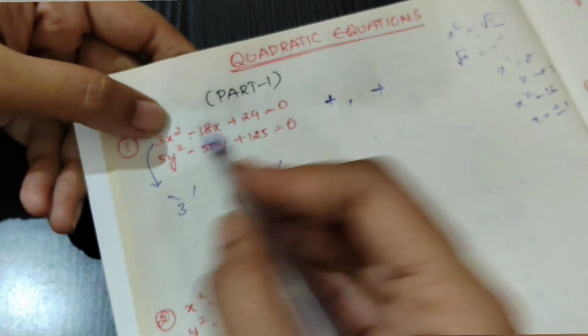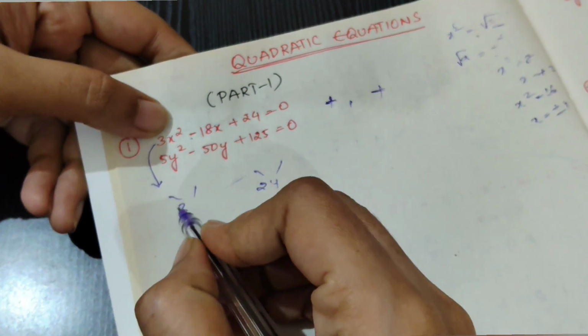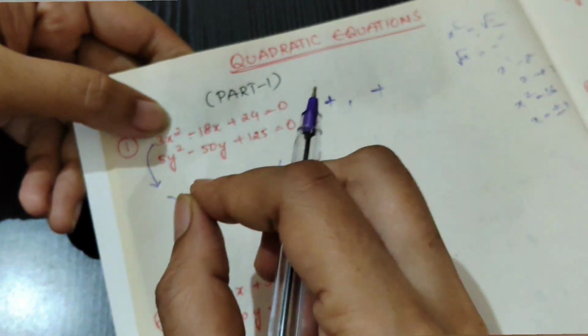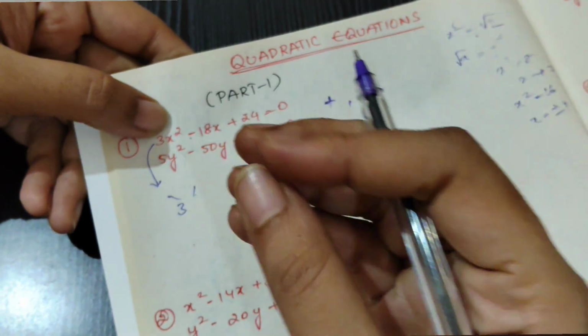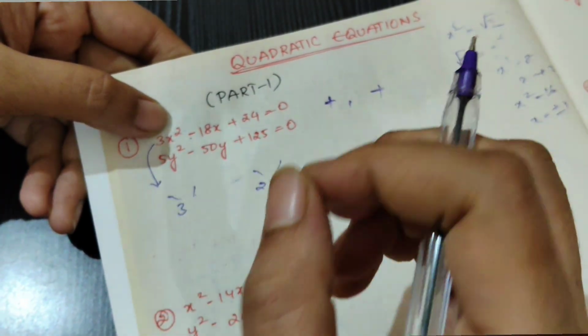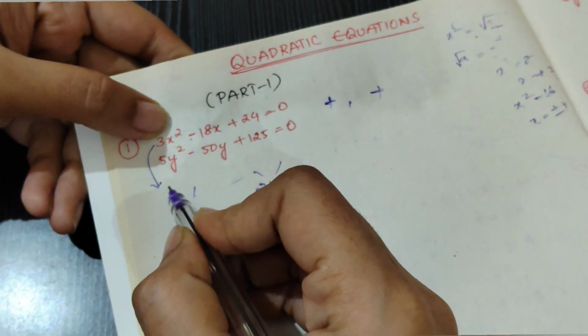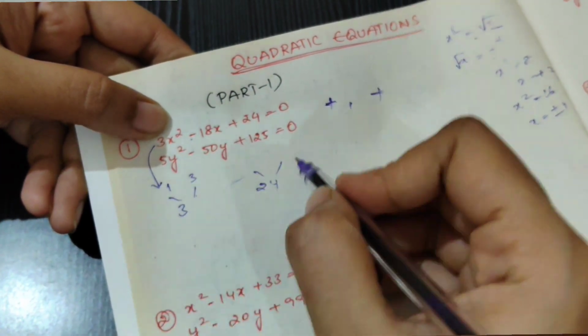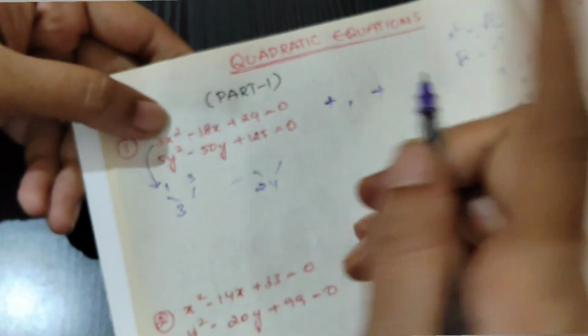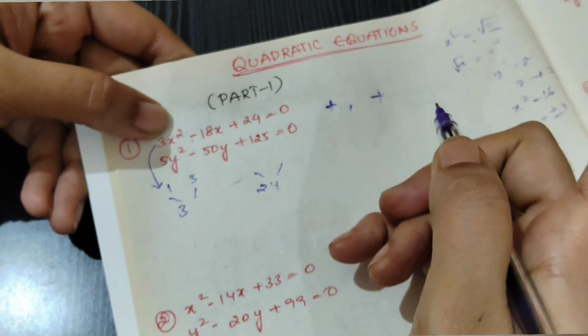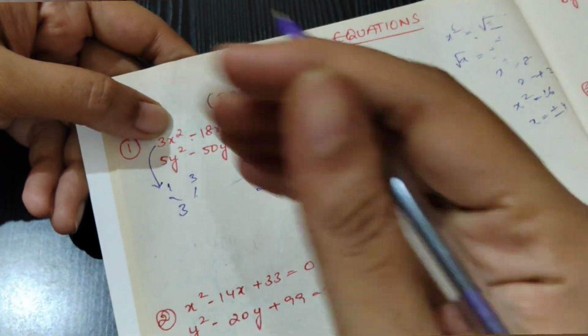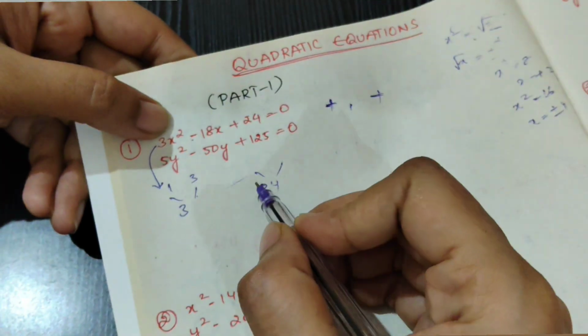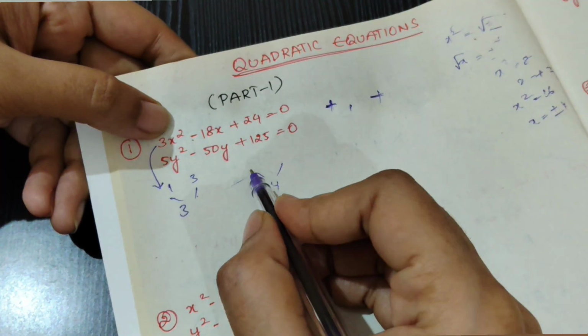Okay, now 3 here, 24. 3 means always take the simpler values like multiples, you can say LCM, factors, whatever factors you take, first try to take simpler terms. Now 3 means 1 3s are 3. Now 24 means I will get 2 12s are 24, 3 8s are 24, 4 6s are 24. Okay, possible factors.